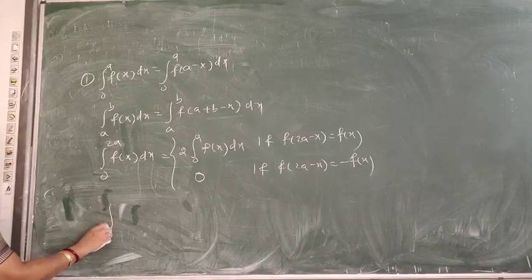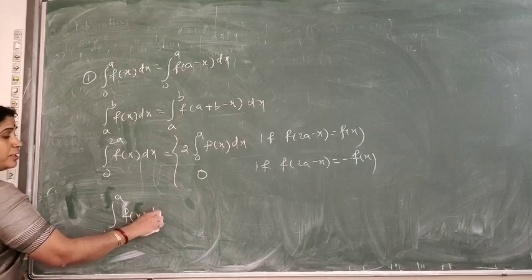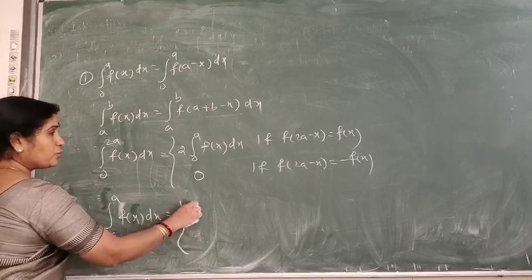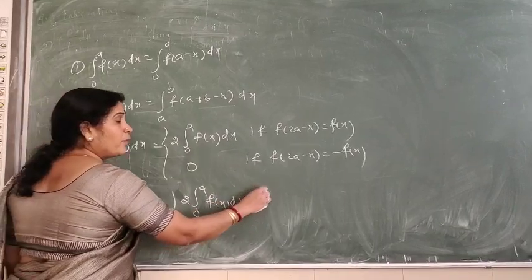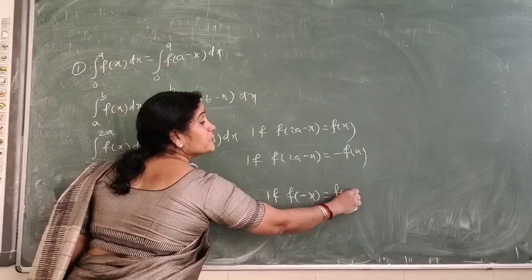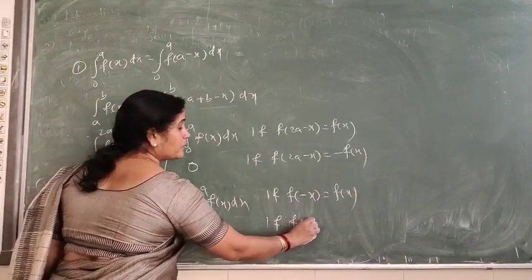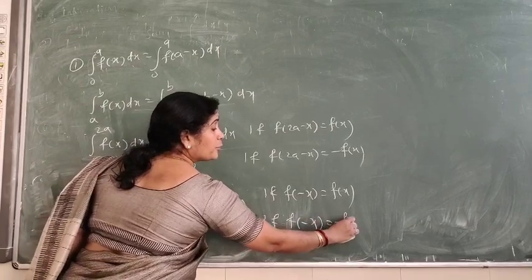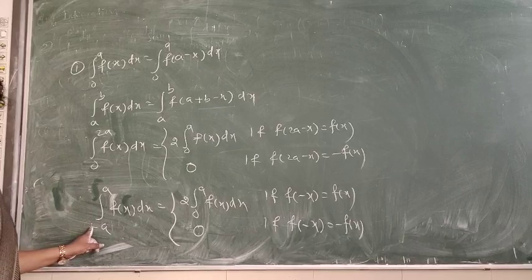Now another last property. These are all the properties we frequently use. Integral from minus a to a f of x dx equals twice the integral 0 to a f of x dx, if f of minus x is equal to f of x, that means even function. Then we get 0 if f of minus x is equal to minus f of x, that means odd function. Clear? These are all the properties we will frequently use.